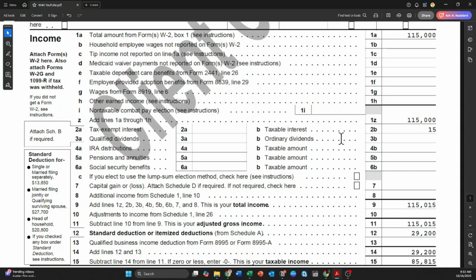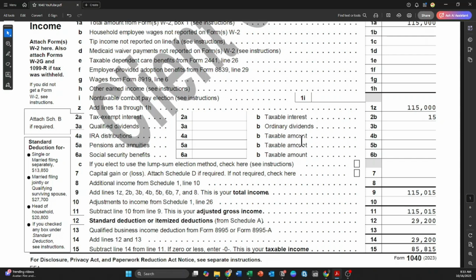In this case, he had taxable interest of $15. If your interest is over $1,500, then an actual Schedule B will be attached to the return. In this case, we don't have to worry about that, so no issues there. If you had dividends, that'd be listed here. Retirement distributions also would be listed here, and same thing goes for the pensions and annuities and Social Security benefits.